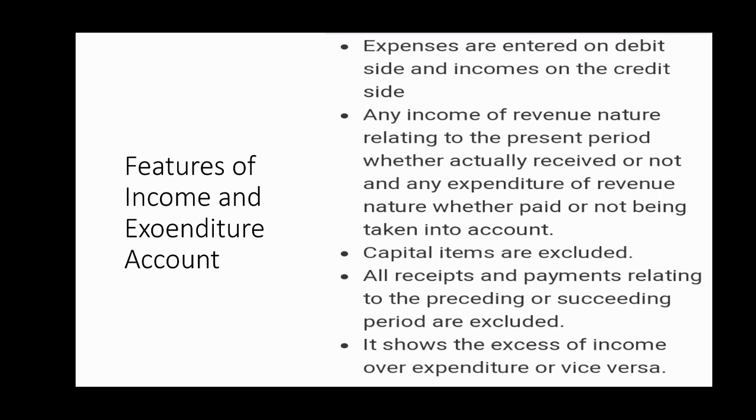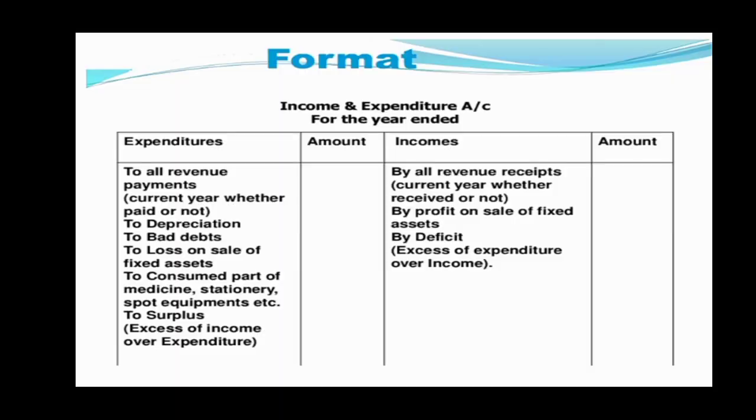Excess of income over expenditure is called surplus, and if expenditure is more, then you write deficit. Now the format of the income and expenditure account. We know that the income and expenditure account is a profit and loss account. The rules of the profit and loss account: all expenses and losses debit and income credit. So it's also a nominal account.